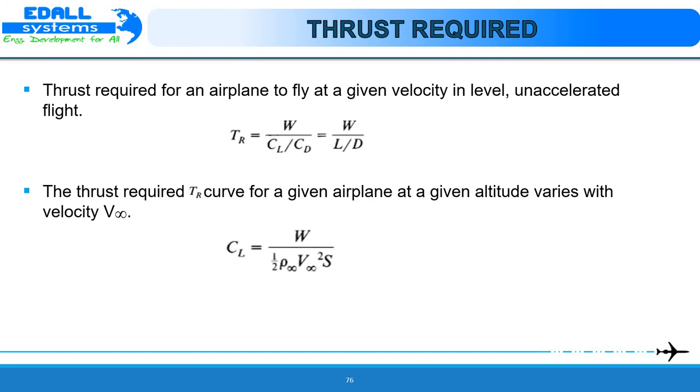Thrust required for an aeroplane to fly at a given velocity in level unaccelerated flight is given as T_R equals W by C_L by C_D, which equals W by L by D. Note that the subscript R has been added to thrust to emphasize that it is a thrust required. The thrust required curve for a given aeroplane at a given altitude varies with velocity V infinity, hence C_L is given as W by half rho infinity V infinity square S, where S is the wing area, V infinity is the velocity, and rho infinity is the density of air.